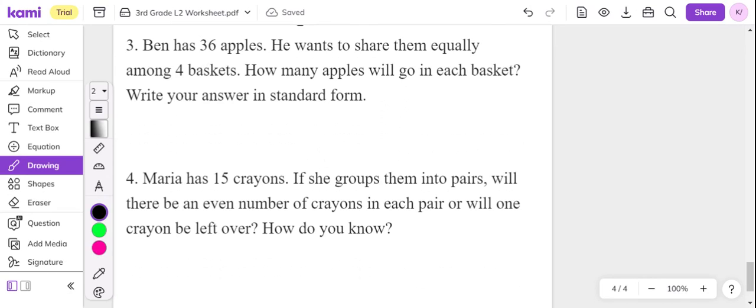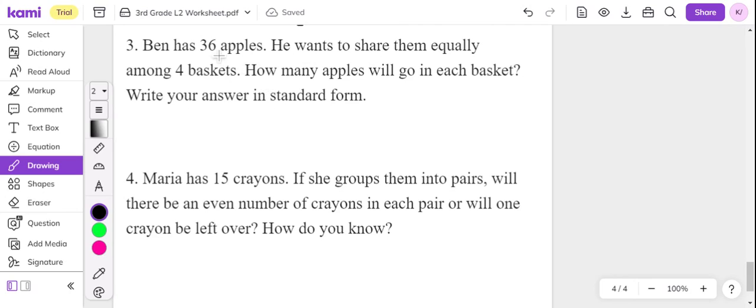Number 3, Ben has 36 apples. He wants to share them equally among 4 baskets. How many apples will go in each basket? Write your answer in standard form. Alright, so we have 36 apples. He wants to share them equally among 4 baskets.